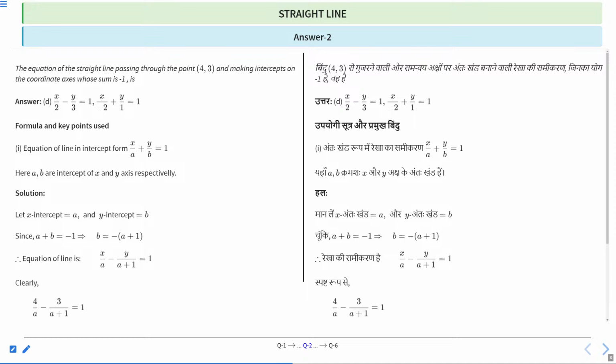Clear? So let's put the values 4 and 3 in the equation. Therefore 4 by a minus 3 by (a plus 1) is equal to 1. After solving it, you will get (4a plus 4 minus 3a) upon a times (a plus 1) is equal to 1. Therefore a plus 4 is equal to a square plus a, right? So a and a will cancel out on both sides. Therefore we will get a is equal to plus minus 2.